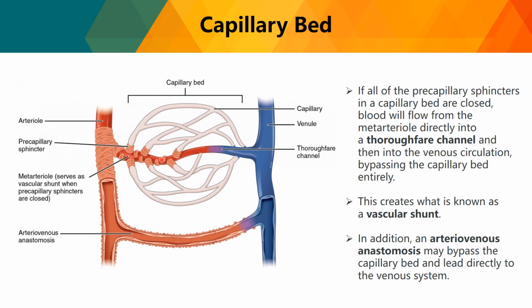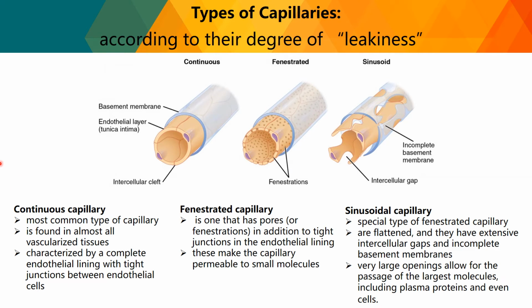Okay, in addition, an arteriovenous anastomosis may bypass the capillary bed and lead directly to the venous system. Okay, so this arteriovenous anastomosis is a direct connection between an artery and vein. Okay, as you can see in the picture, it serves as a backup route for blood flow also if other blood vessels are blocked. Okay. Next, you have your types of capillaries. Okay, this one is according to their degree of leakiness. Okay, so kung paano nagdo-drain or lumalabas yung blood sa kanila.